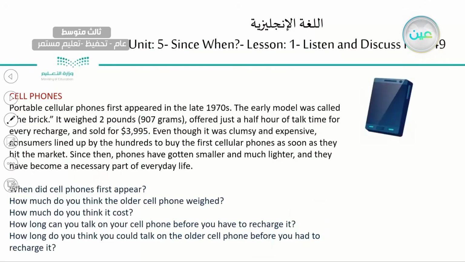This is the paragraph about cell phones. Let's hear the question. When did cell phones first appear? So we're looking for a date. First appeared in the 1970s. Excellent. How much do you think the older cell phone weighed? They mention the weight. How much? Excellent. 2 pounds or 907 grams. How much do you think it cost? So we're looking also for the money. Cost, that means we're looking for a currency. Excellent.